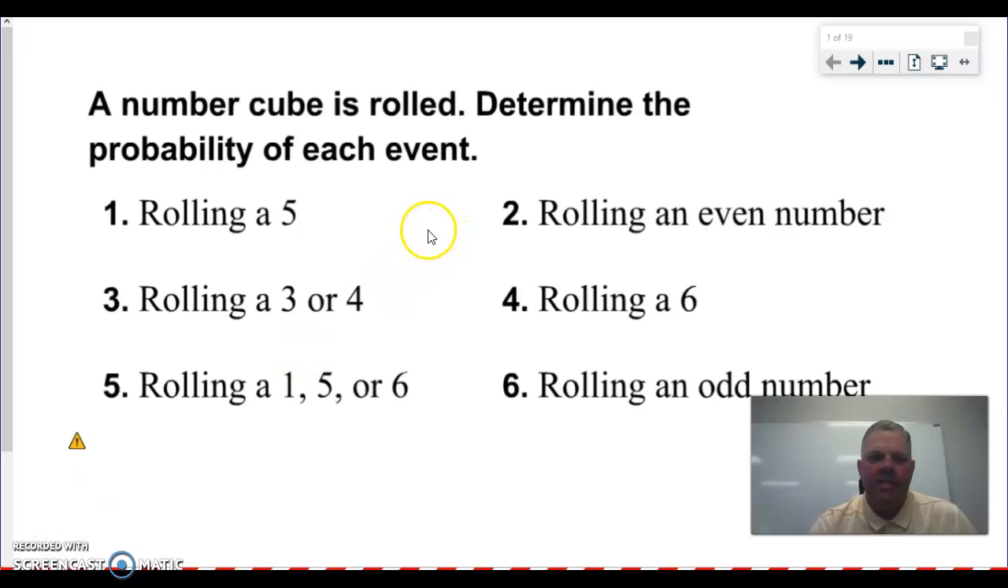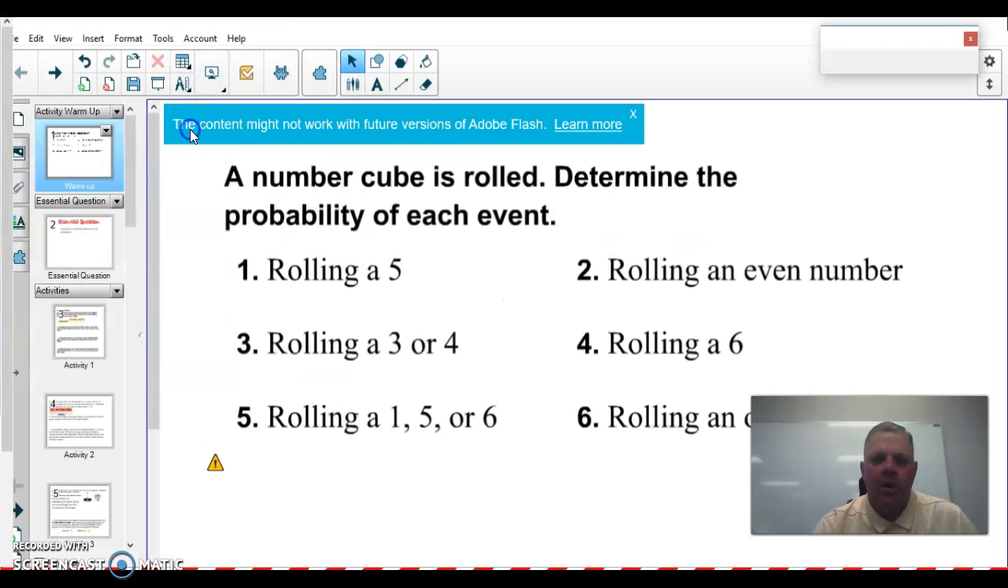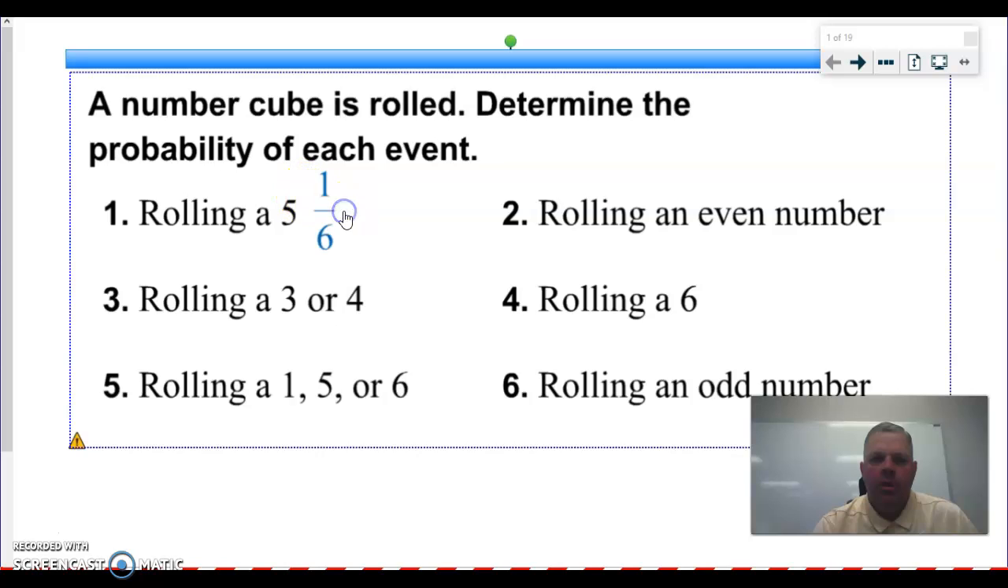Again, we're rolling a dice here with the numbers 1 through 6 on it. So we're rolling a 5. There is one 5 on that dice, and there are 6 total. So our answer is 1/6. When we roll an even number, there are 3 of those. 3 out of 6 gives us 1/2.